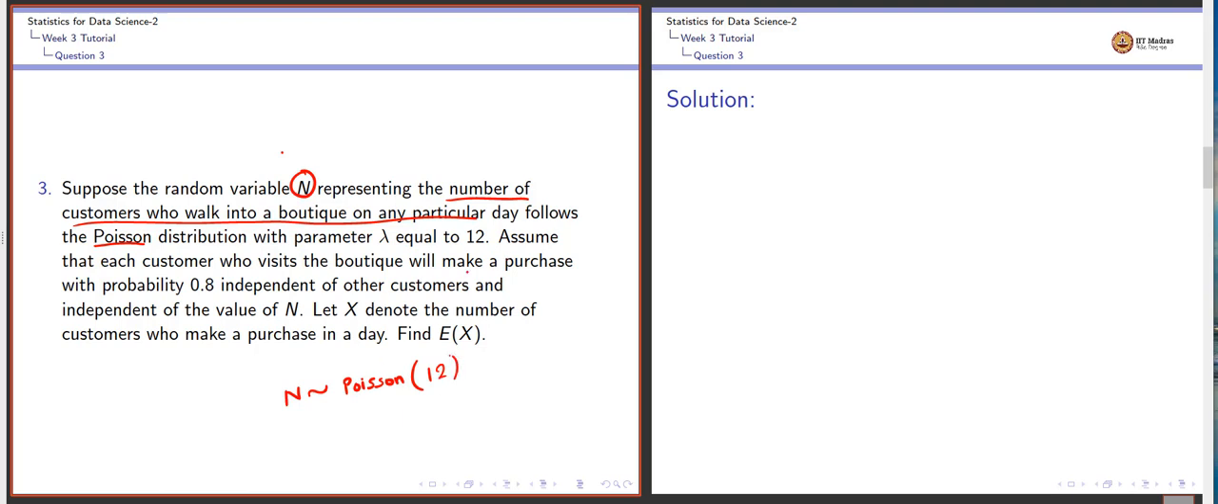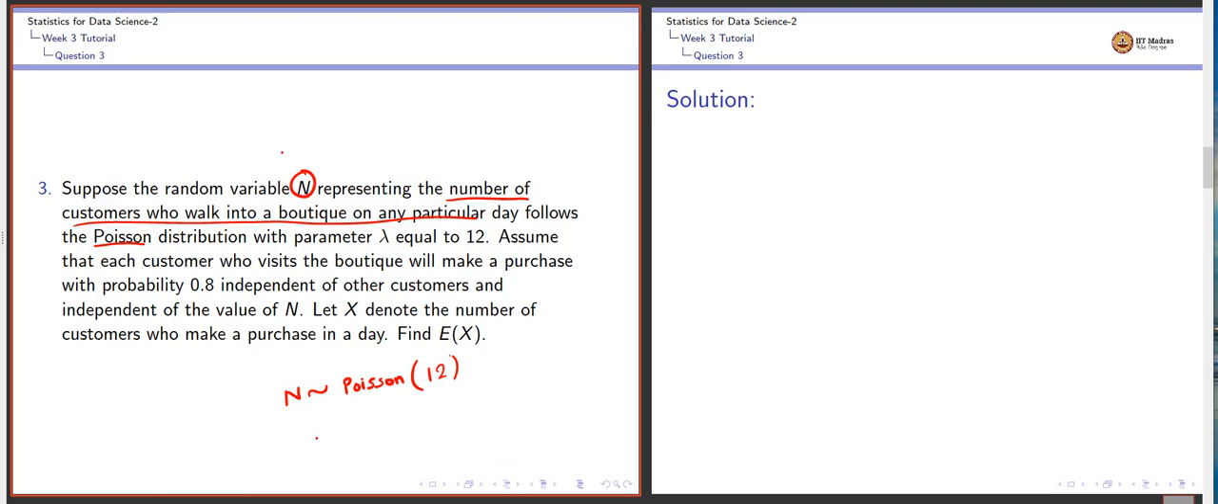Now assume that each customer who visits the boutique will make a purchase with probability 0.8, independent of other customers and independent of the value of N. That means if two customers are coming, the probability that customer 1 is buying something is independent of the second customer. The first customer will buy with probability 0.8 and similarly the second customer will buy with probability 0.8, independent of the other customer and independent of the capital N. That means independent of the number of customers who walk into a boutique.